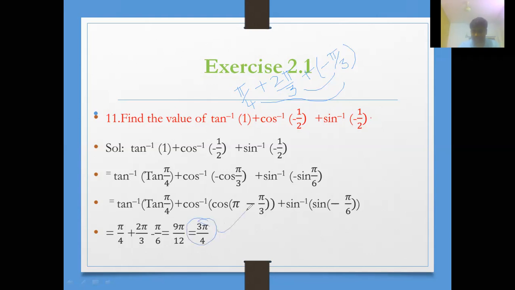Clear? So like that we can answer directly. So mostly for 1 mark. Okay. But here how can I solve? For CBSE, like this is solve here. Tan inverse of 1, cos inverse of minus 1 by 2, sin inverse of minus 1 by 2.